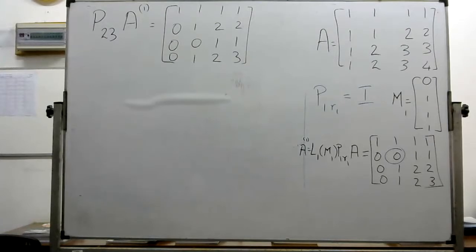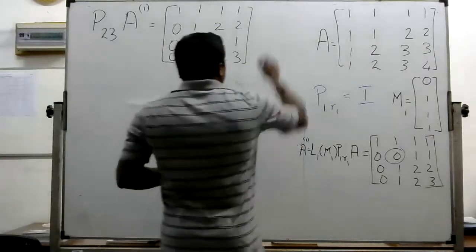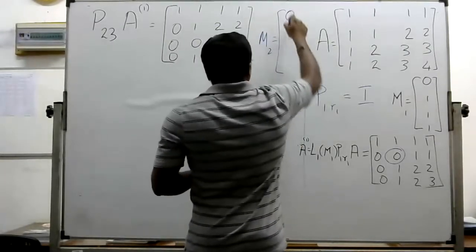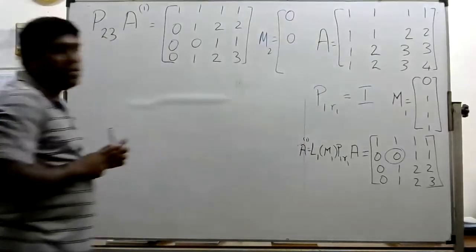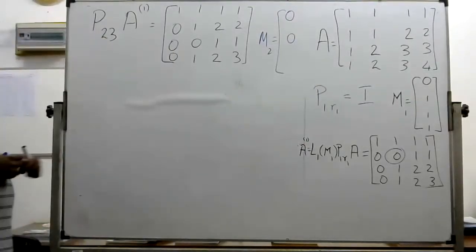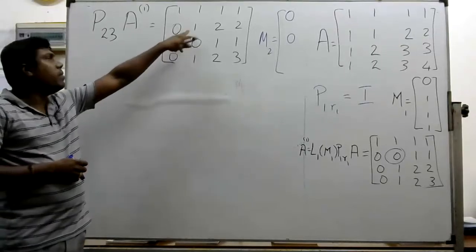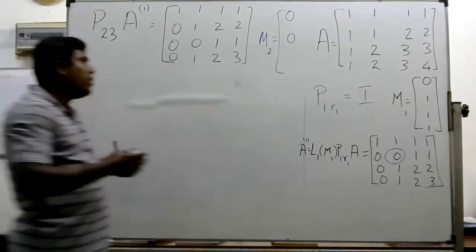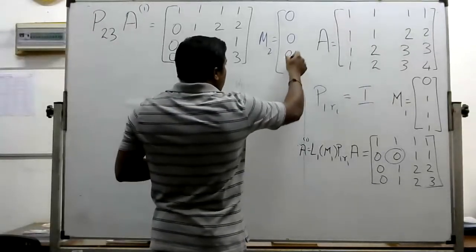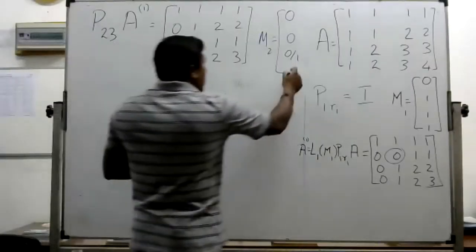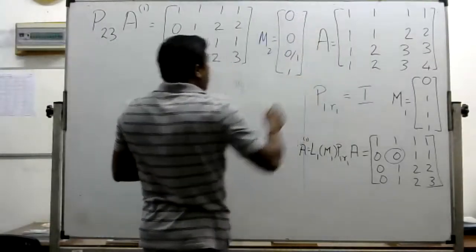Once I do that, I will look for the elimination part. So I need to find an M2. My M2, clearly I have 0, 0, the first two terms are 0, 0. And then my M2 is this divided by the diagonal. So 0 divided by the diagonal is 0 again. For your information, let me write 0 over 1. And then here, again 1, because 1 over 1.